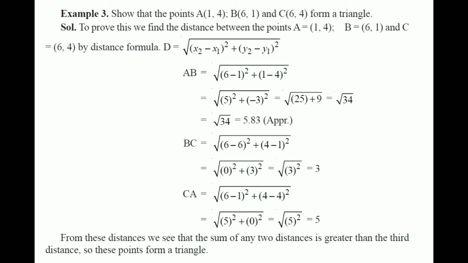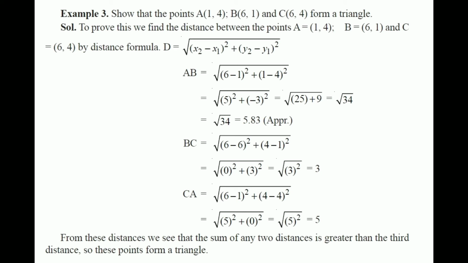It is equal to √34, and the approximate value of √34 is 5.83. This is distance AB. Now we calculate BC. Subtracting the x values of B and C, we get (6 − 6)², and the y values of B and C, (4 − 1)², under the root, is equal to √(0² + 3²). Doing the subtraction, 0 plus 3 squared is 9 under the root, which means it is equal to 3.